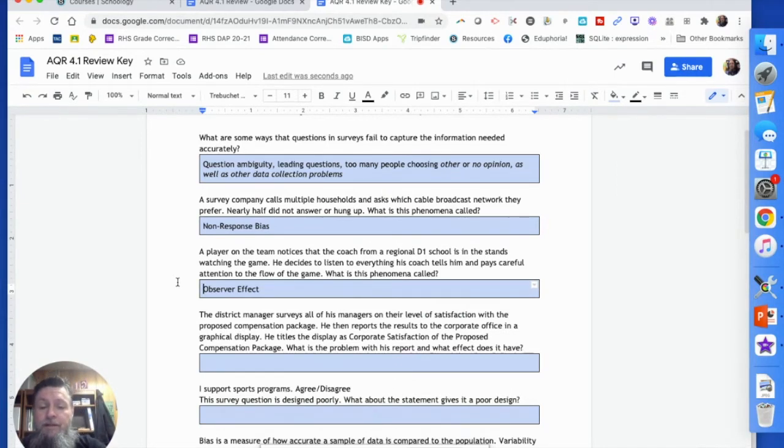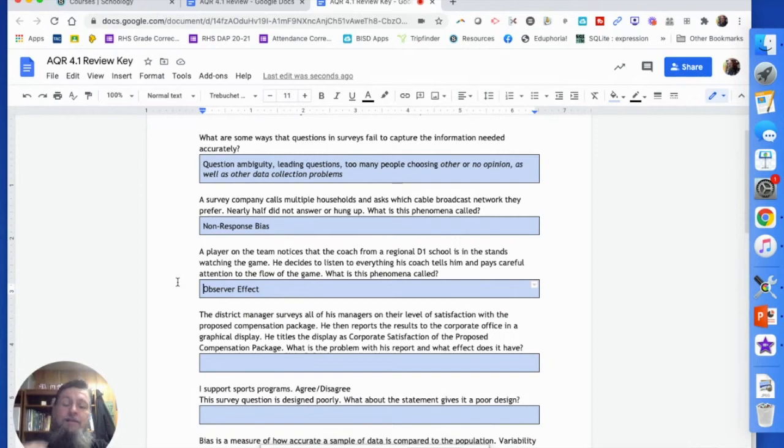All right, so let's look at the next question. The district manager surveys all of his managers on their level of satisfaction with the proposed compensation package. He then reports the results to the corporate office in a graphical display. He titles the display as corporate satisfaction of the proposed compensation package. What is the problem with his report and what effect does it have?